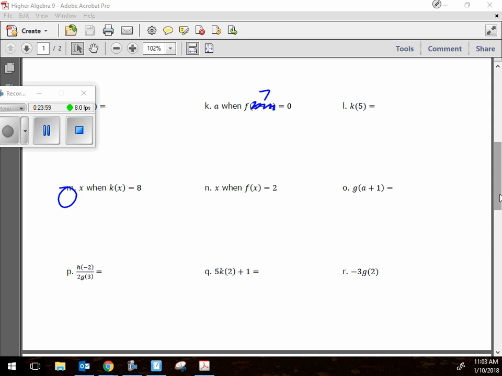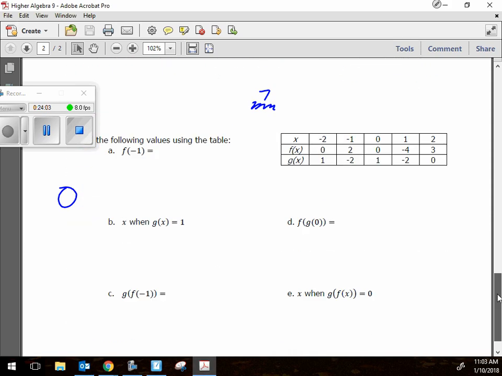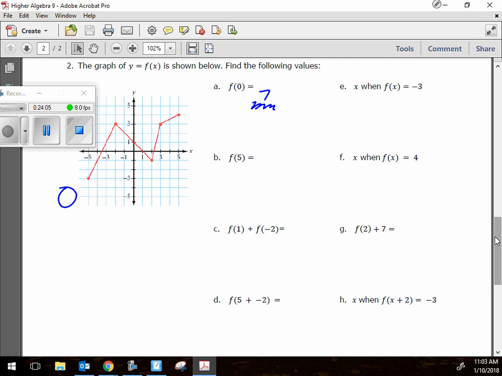Okay. Now, we got to get to the bottom part of this worksheet. We're going to do a few off of this section too. I'd like you to do the first one with me, A, and then I'm going to assign also E and F. If you want a challenging one on this one, you should try H. That's an optional one. Okay, what's F of 0?